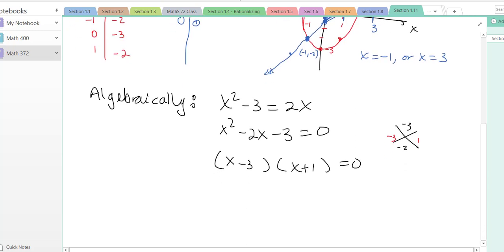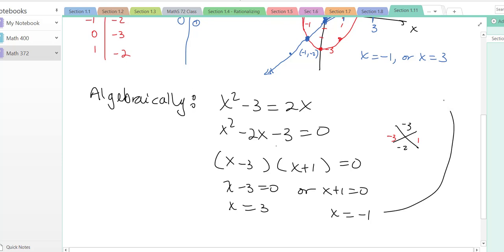And so we can use the zero product property and say then this is x minus 3 equals 0 or x plus 1 equals 0. So one tells us x equals 3 and the other one says x equals minus 1, which is what we got by graphing. So if you use graph paper, that will probably be better, and that way you can really see how the points match up.